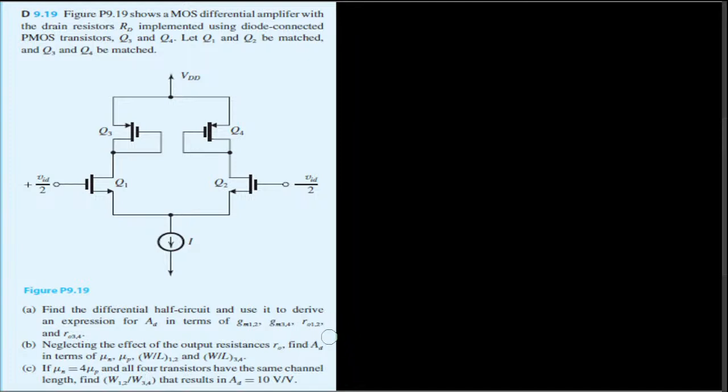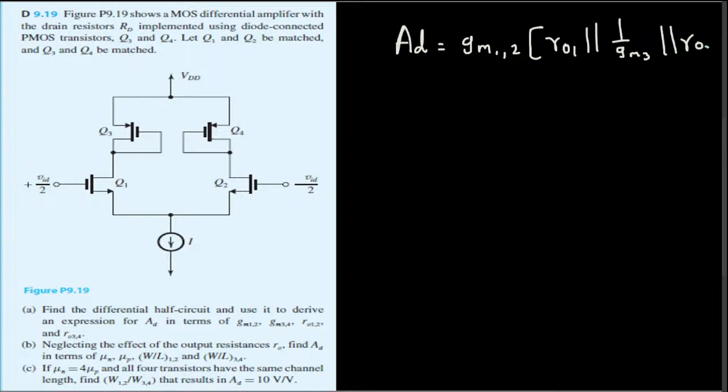We calculated the differential gain, that's the AD. We did it in part A of the question, and I'm just going to write the expression we derived in part A. In part A, we derived AD to be GM12 and then RO1 parallel to 1 over GM3 parallel to RO3.